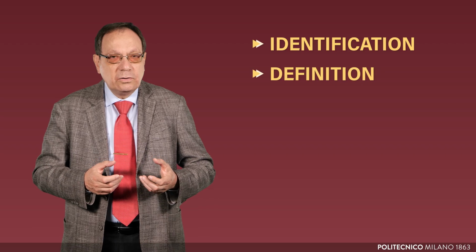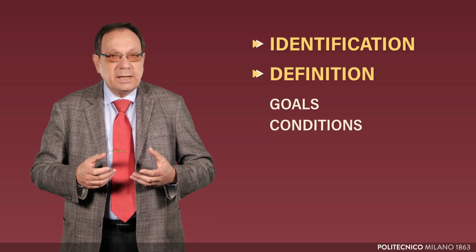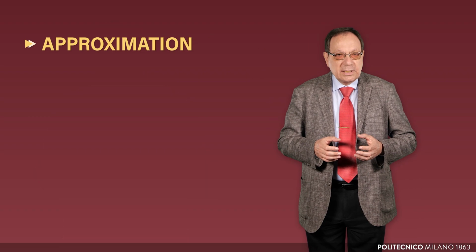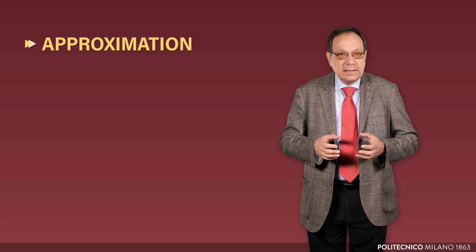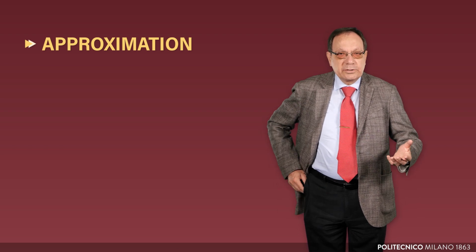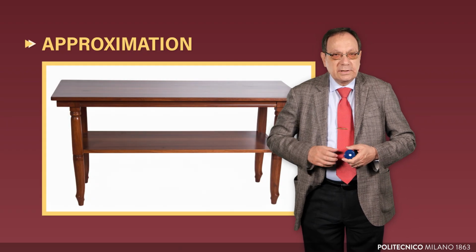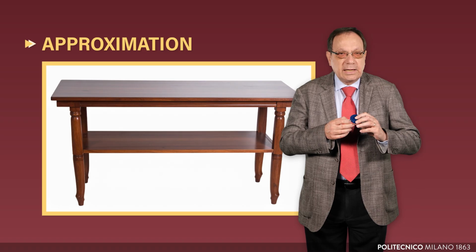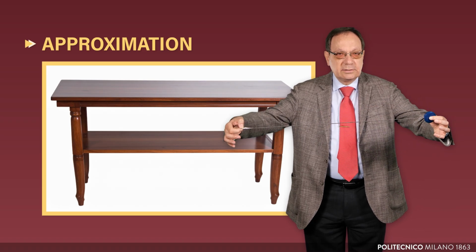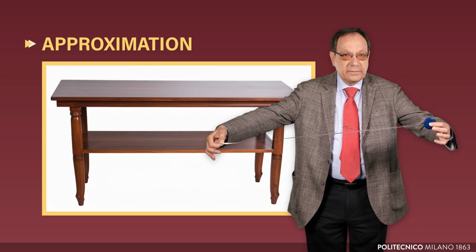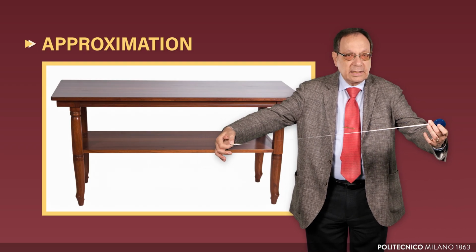Let us begin with the identification and definition of goals, conditions, and the mathematical description of the measurement context. Even at this initial stage, some approximations are inevitably made. Let's look at a simple example. We want to measure the width of a table, for instance, this one. In order to achieve this, we simply take a measuring tape, place it along the side to be measured, with one end on the edge, and then carefully read off the width measurement at the other end.